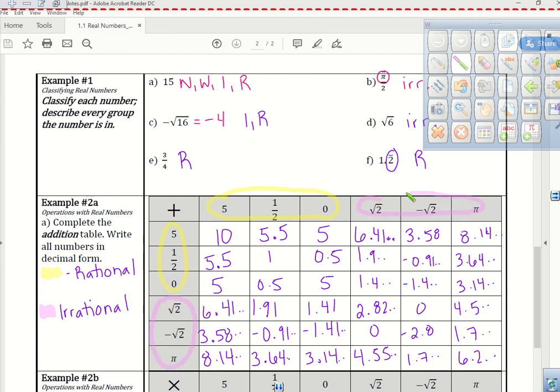Same over here. So the question is, what happens when we add a rational number to a rational number? You should notice all of these numbers in this box are also rational.